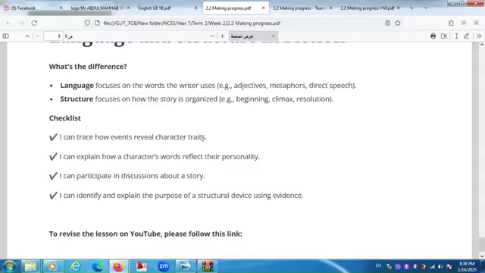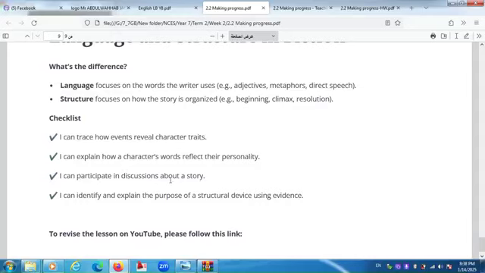So, at the end of this lesson, I need you to remember that we can trace how the events reveal the character traits. From paragraph to paragraph, you understand the character from outside and from inside, and we can explain how the character's words reflect their personality when the grandmother explains something about the granddaughter, or the narrator himself talks about the transformation of the character, of the granddaughter.